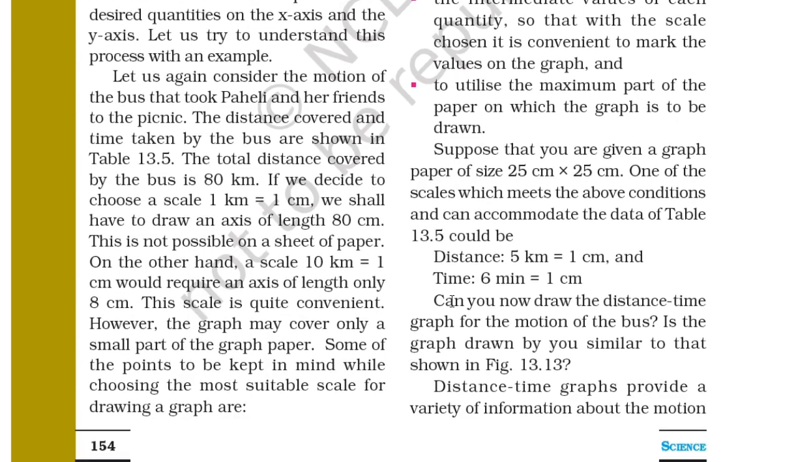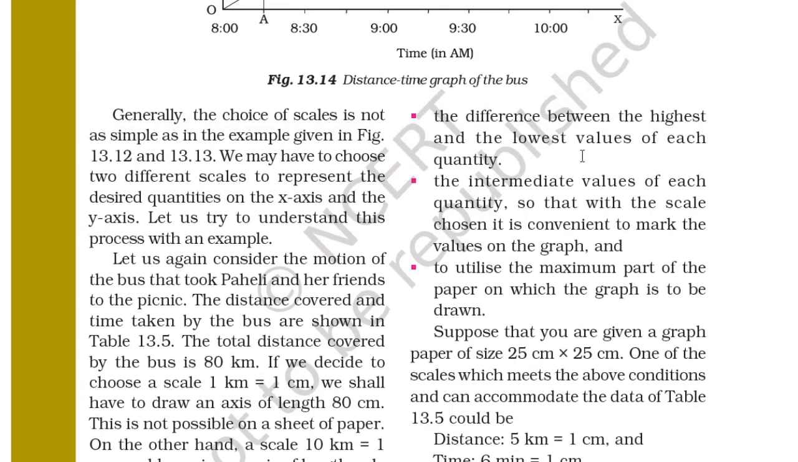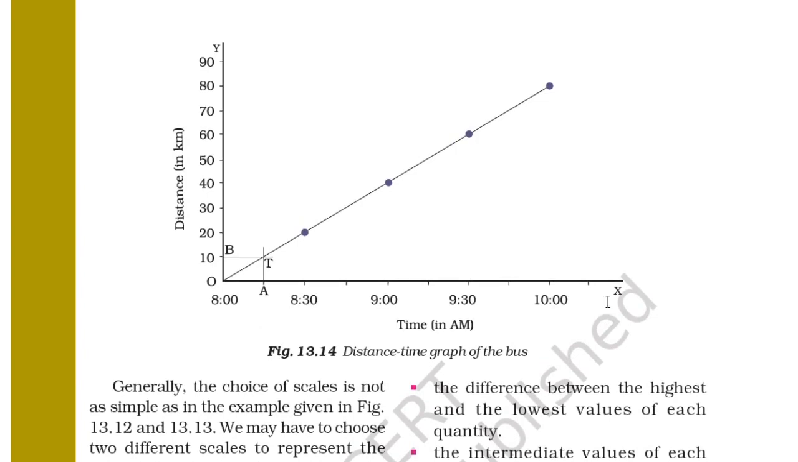However, the graph may cover only a small part of the graph paper. Some points to be kept in mind while choosing the most suitable scale for drawing graphs are the difference between the highest and the lowest value of each quantity, and the intermediate values of each quantity, so that the scale chosen is convenient to mark the values on the graph and to utilize the maximum part of the paper on which the graph is to be drawn. So this should be kept in mind. Here the distance is given in kilometers, so 1 centimeter is taken as 10 kilometers, and the time as half an hour, 30 minutes. So the graph is plotted from the above table.